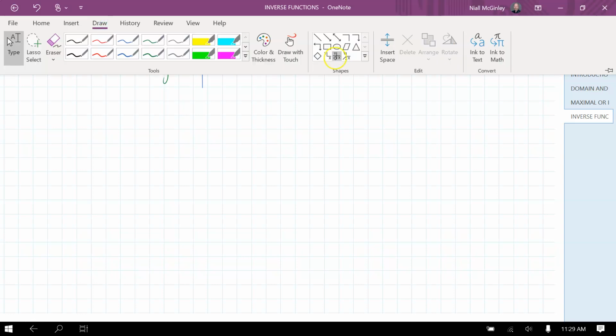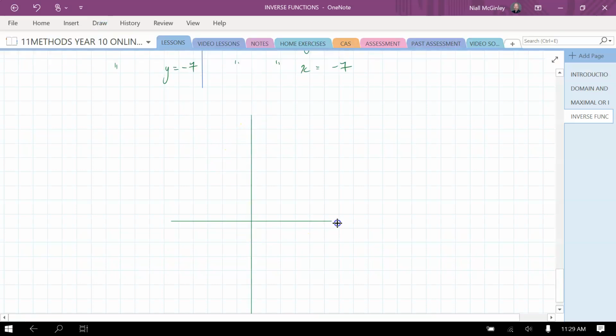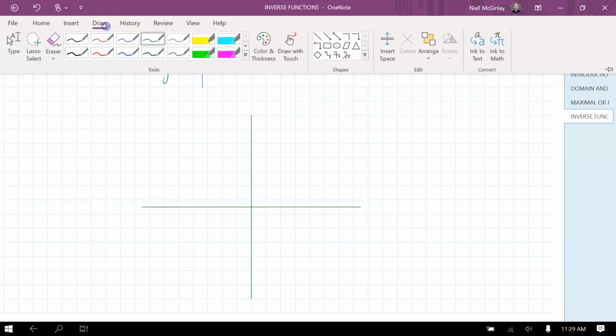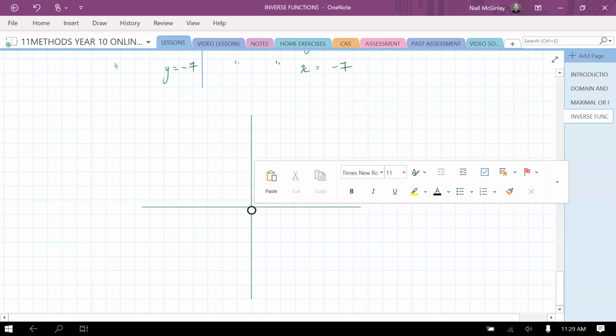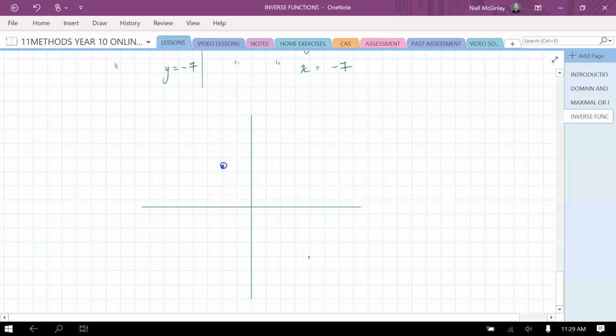Alright, so let's look at these points graphically, and we'll get a little bit of understanding of how this works. So if we look at our Cartesian plane here, I've got the point (-2, 3). So this is the coordinate we have on the original function. So what would the corresponding coordinate be in the inverse function?